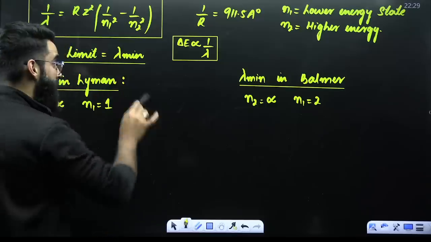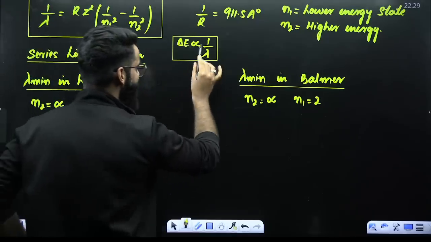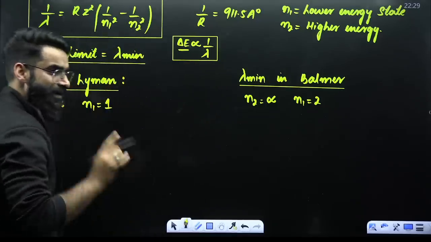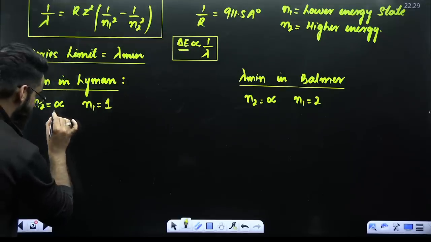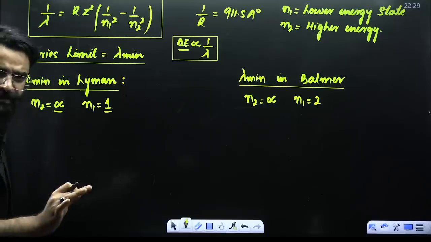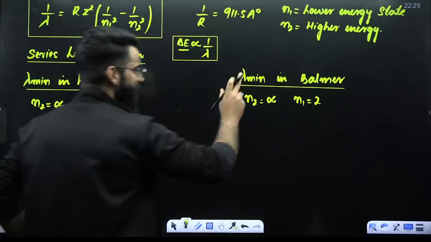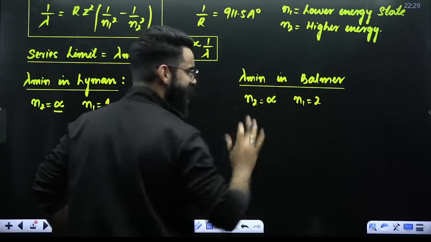Series limit means minimum wavelength. When can wavelength be minimum? When energy gap is maximum. In Lyman series, when is the energy gap maximum? When the electron makes a transition from infinity to 1. Perfect? Right? Similarly, lambda minimum, or you can say series limit, in case of Balmer series.